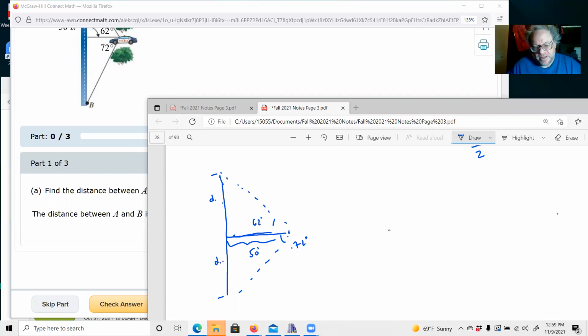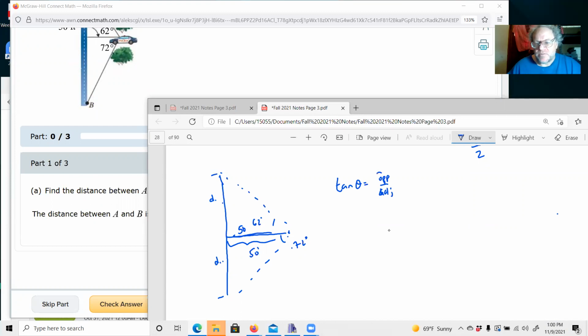Can you tell me a trigonometric formula or a trig equation that is going to relate the angle, the adjacent side, and the opposite side? Okay. That's going to be tangent, right? The tangent of an angle is equal to the opposite side over the adjacent side. Okay, so why don't we use tangent?